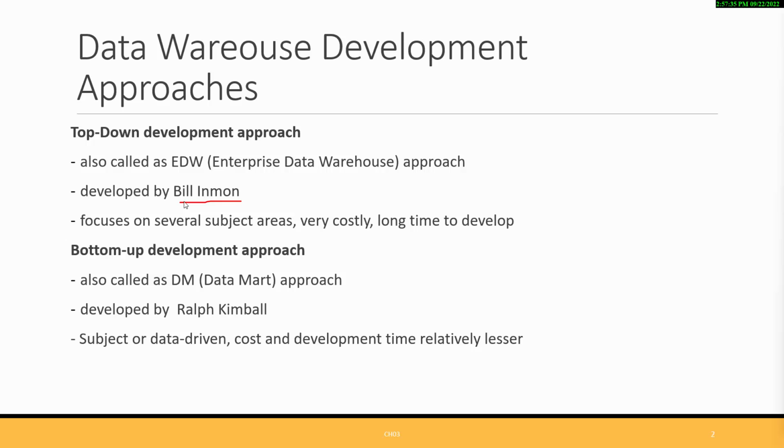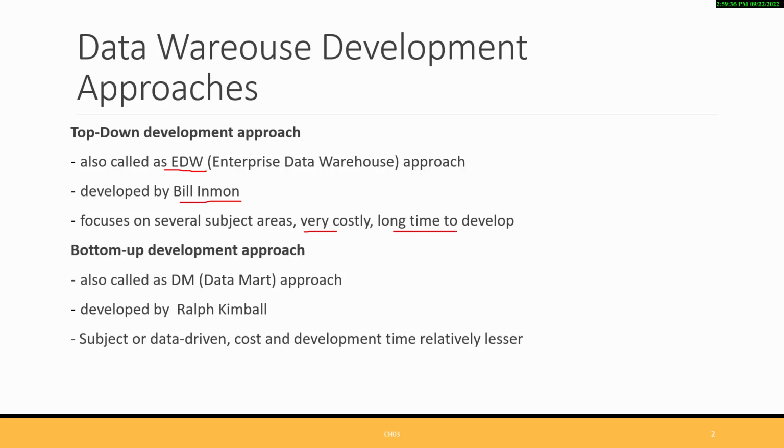The first approach is that of Bill Inmon, who is also called the father of data warehousing. This approach is a top-down development approach that adapts traditional relational database tools to develop an enterprise-wide data warehouse. So it's also called an EDW approach or enterprise data warehouse approach. This approach focuses on several subject areas, which will be the subject areas for the data warehouse. It is usually very costly and takes a long time to develop.